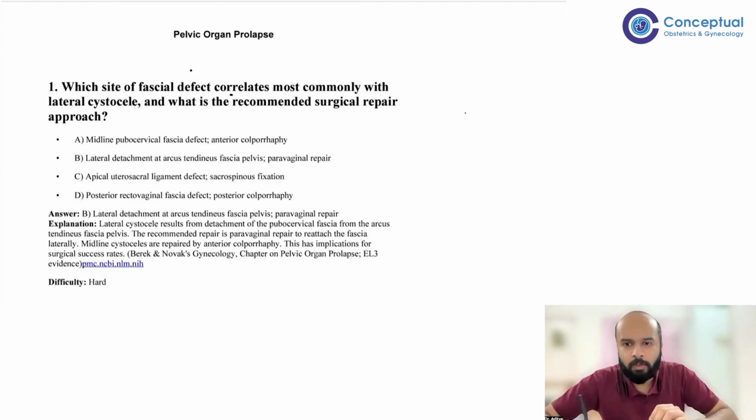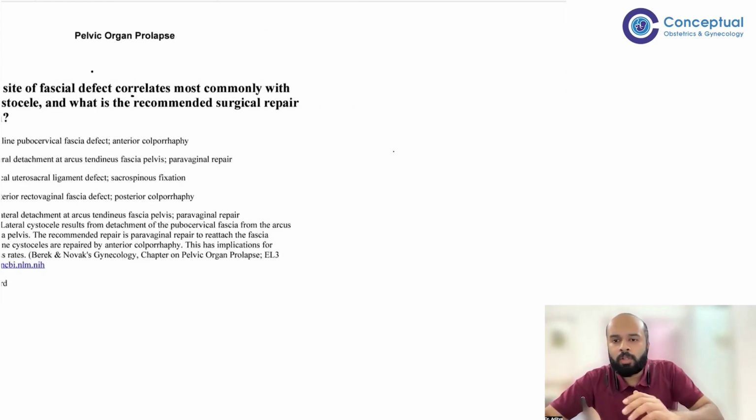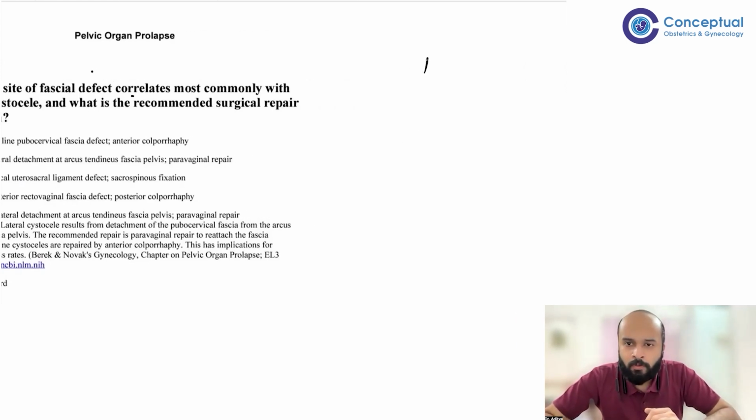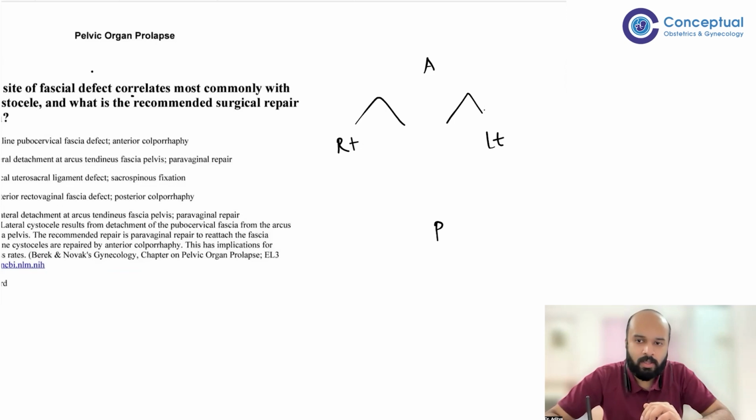Imagine that you have a female in a lithotomy position. This is, of course, going to be her anterior, and this is going to be her posterior when she's lying down in lithotomy position. This is going to be her right side, and this is going to be her left side. So anterior, posterior, right and left. Of course, these are her legs. And then I am now going to magnify the vagina.